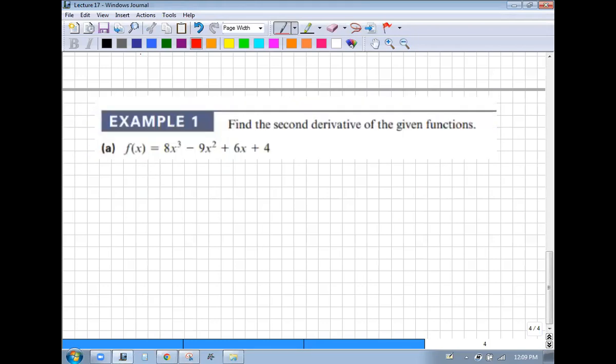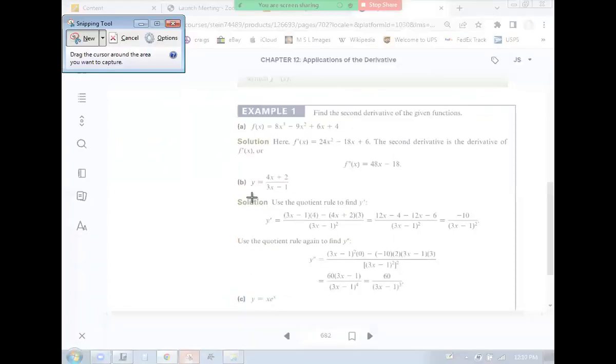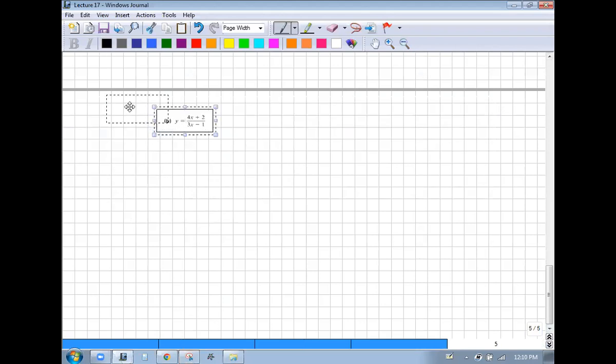Find the second derivative. Well, the first derivative, 3 times 8 is 24. 9 times 2 is 18. 6. So that's your first derivative. So we take the derivative of the derivative. That's our second derivative. Easy, right? The math is the easy part. Let's look at part B here. Okay, well, let's see.